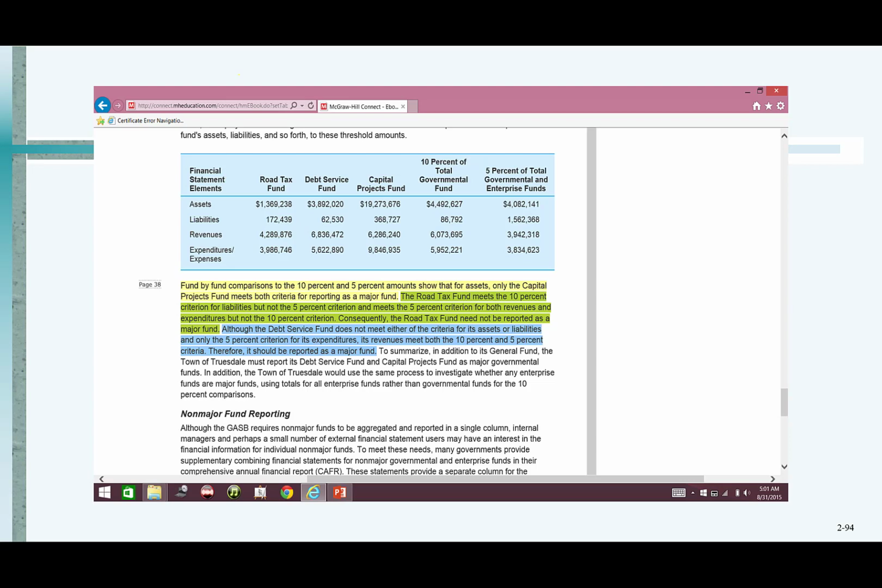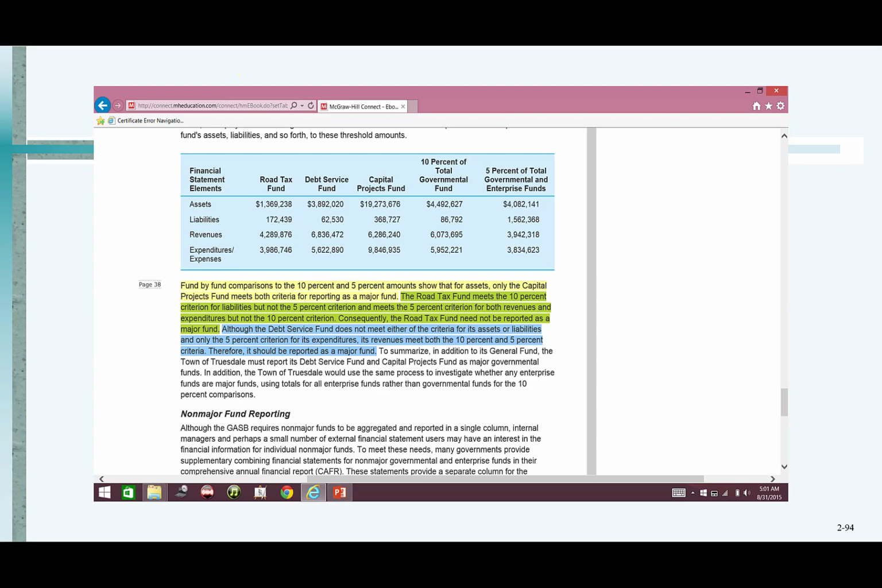The other thing that makes this example not the best in the world, but it's okay, is that they don't show me the 10% of the enterprise funds, and they don't show me what? They don't show me the general fund in this calculation at all. So the general fund would have been added in with the governmental funds, wouldn't it have, in order to calculate this 10% number?